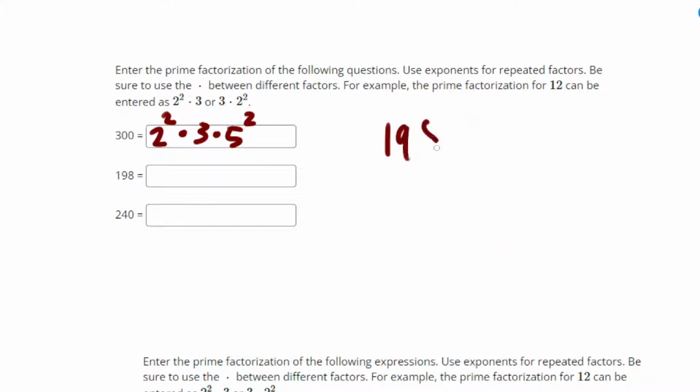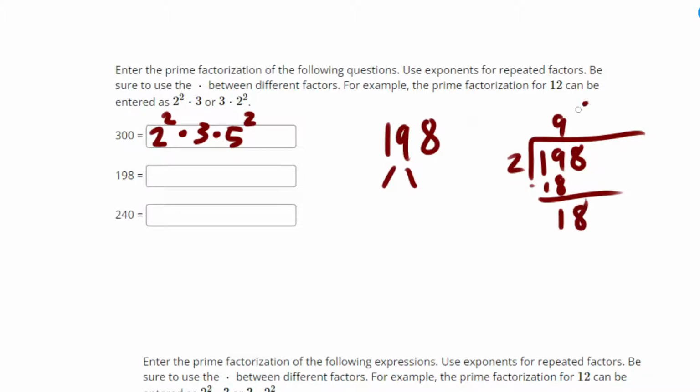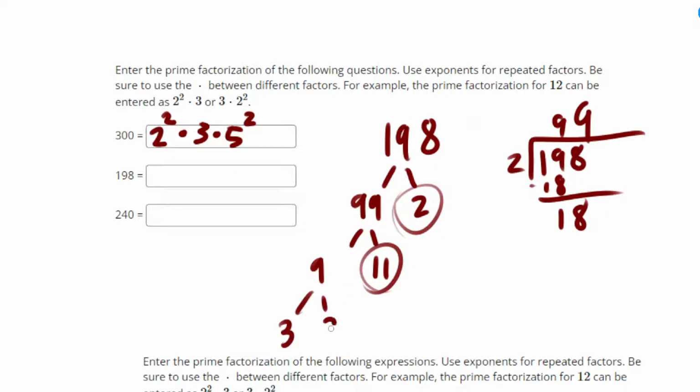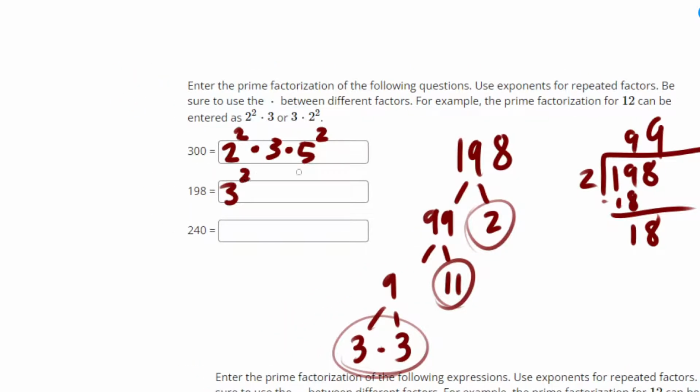Now we have 198. For this one, I'm going to divide by 2. That's going to be the easiest for me. We'll just do this really quick. 198 divided by 2 is 99, so we have 99 and 2. I know that 99 is 9 and 11. 11 is a prime number, 2 is a prime number, and 9 can be split into 3 and 3, and 3 is a prime number.